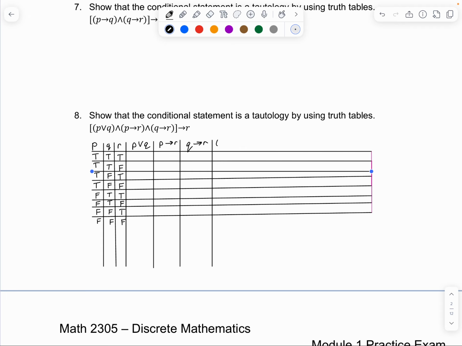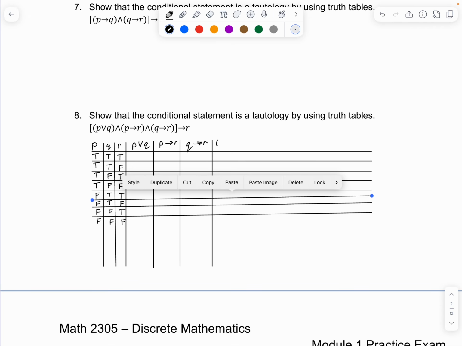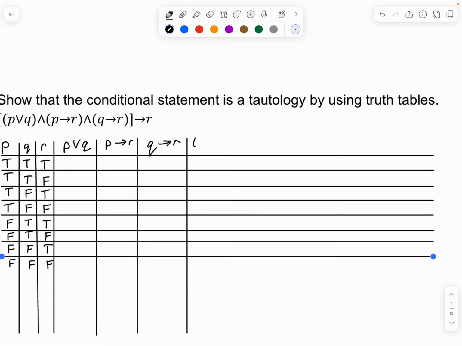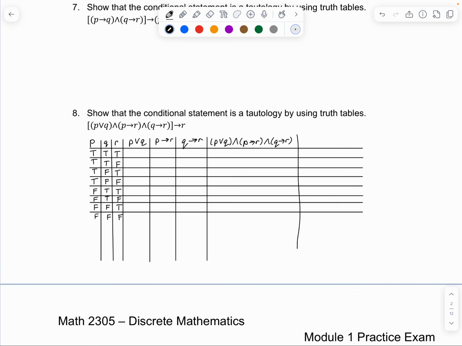Once I fix this, I was going to say, because three things are ANDed, I don't need to do it two by two. I can just put all three in one. So I'm going to do that for my next column. It's going to be P or Q and P implies R and Q implies R. And then my last column is going to be that full statement. So I can just copy this. It's this whole statement and then implies R.